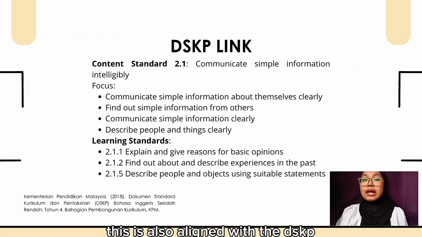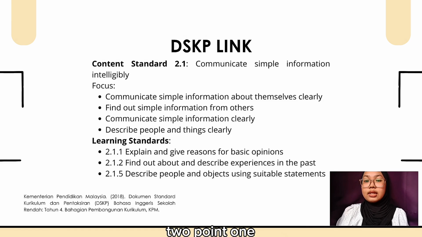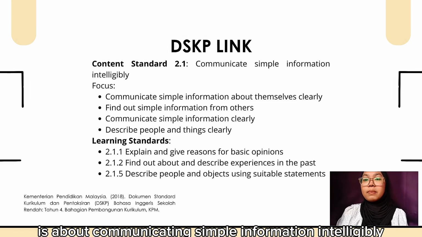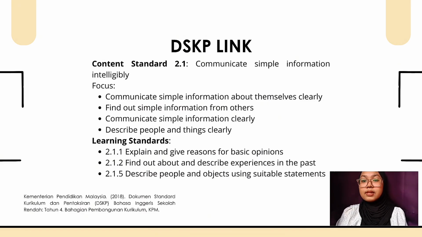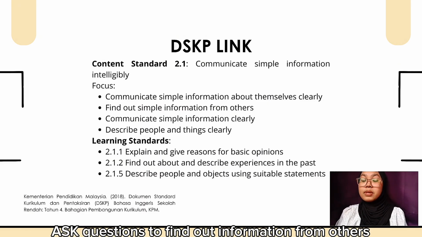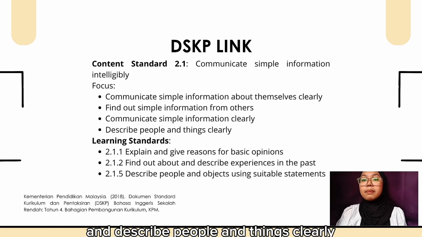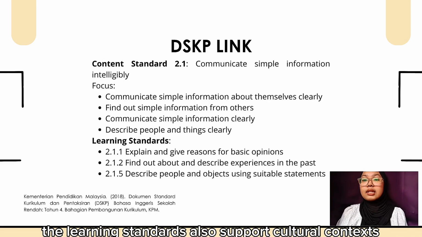This is also aligned with the DSKP for English in primary schools. For example, Content Standard 2.1 is about communicating simple information intelligibly. Pupils are expected to communicate simple information about themselves, ask questions to find out information from others, and describe people and things clearly. The learning standards also support cultural context.